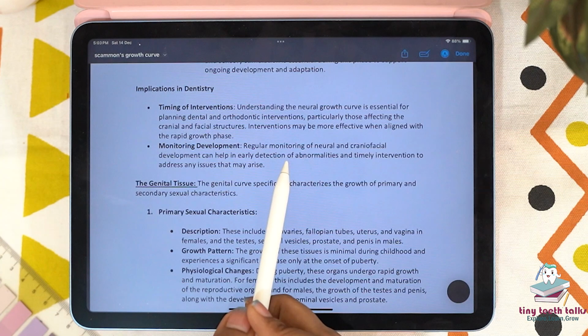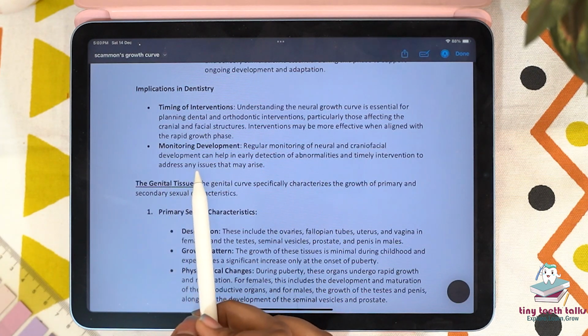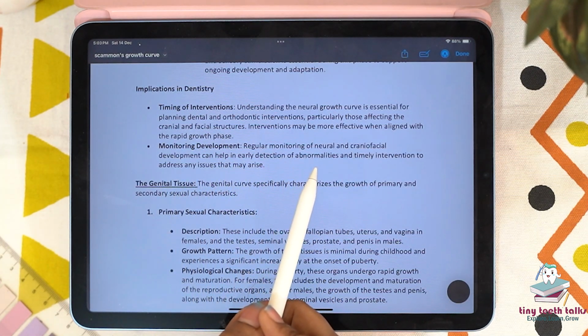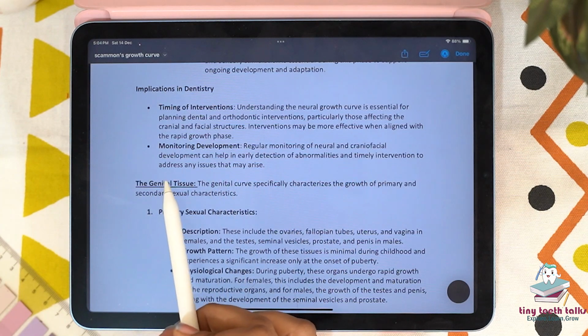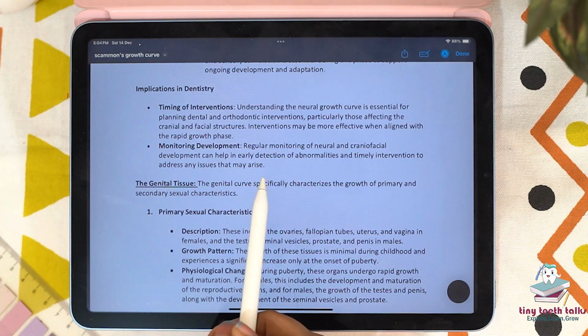Monitoring development. Regular monitoring of the neural and craniofacial development can help in early detection of abnormalities and timely interventions to address any issues that may arise.